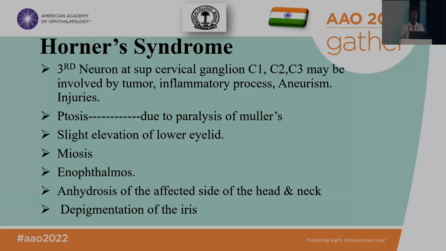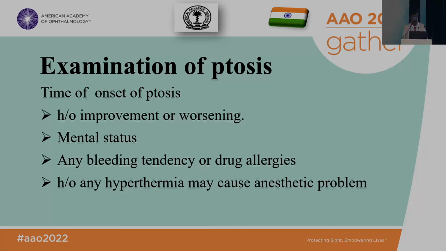This is a very mild ptosis in Horner syndrome. It's not a moderate to severe ptosis. There is miosis, enophthalmos, and anhidrosis of the affected side, and depigmentation of the iris.